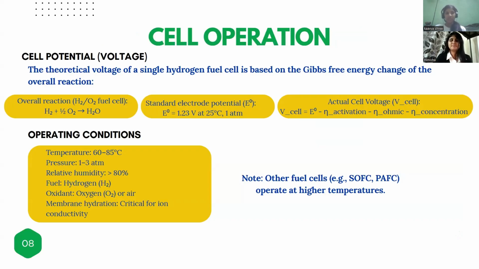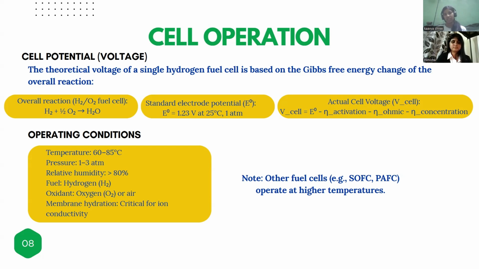All right. So now talking about the cell operation, we'll be mainly focusing on factors like voltage, operating condition, efficiency, and the important equations involved in this. So first, talking about the cell potential, which is the voltage. The theoretical voltage of a hydrogen fuel cell is based on the Gibbs free energy, for the reaction of H2 plus half O2 forming water. At standard conditions, the potential is 1.23 volts.